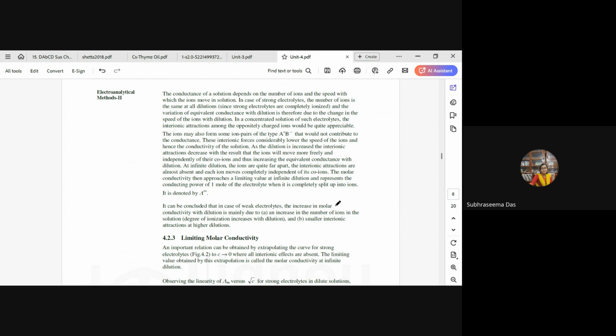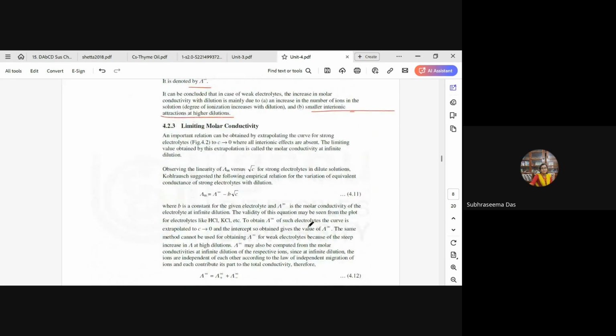So here at infinite dilution, when the ions are far apart, the interionic attractions are almost absent, and this point at infinite dilution is denoted by lambda infinity. So hence, it may be concluded that in the case of weak electrolytes, the increase in molar conductivity with dilution is mainly due to the increase in number of ions in the solution and the small interionic attractions at very high dilutions. So with this, there comes a new term that is called the limiting molar conductivity.